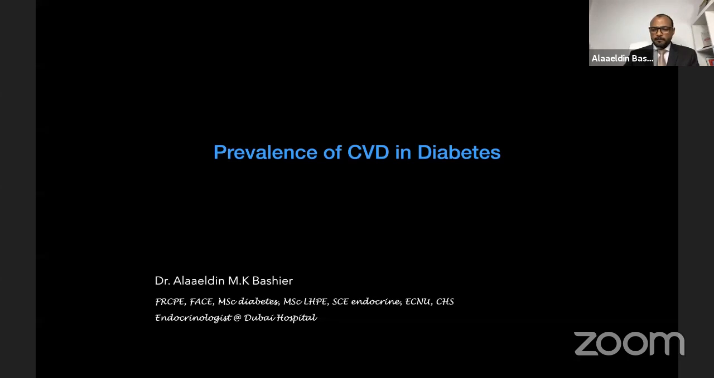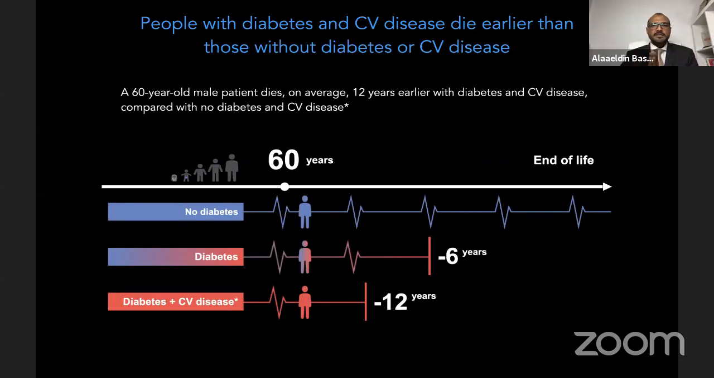To start the talk, I think we all know that patients with diabetes are at very high risk of cardiovascular disease. In a 60-year-old male patient, those patients die 12 years earlier if they had cardiovascular disease and diabetes together, and they die almost 6 years earlier if they had diabetes alone.